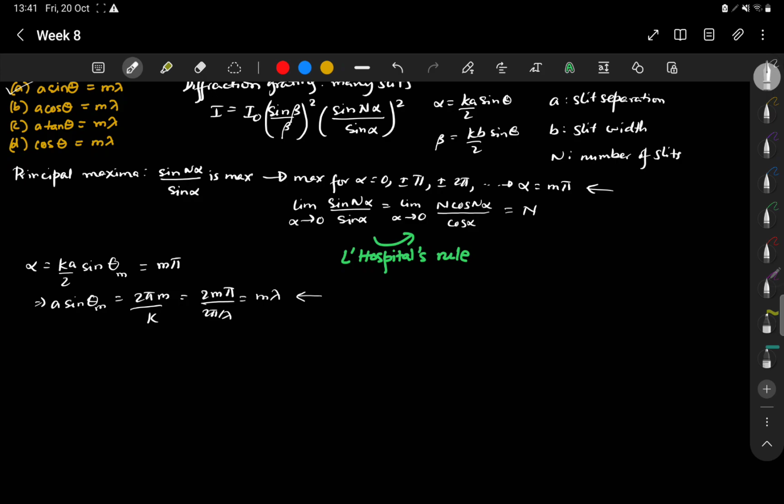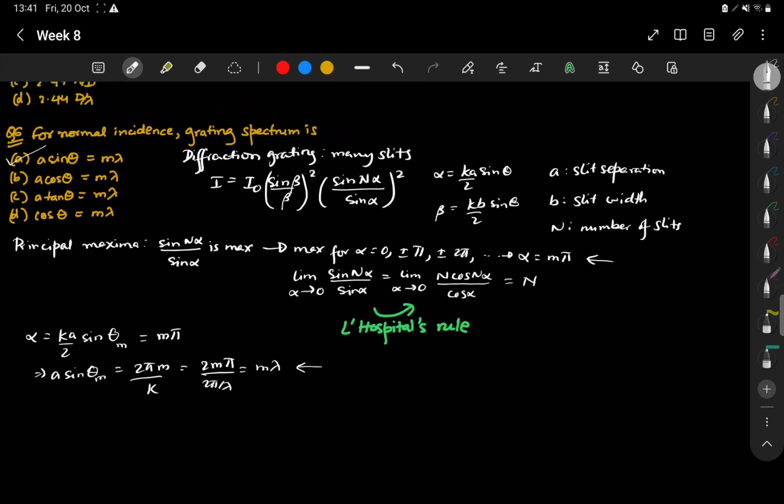So this was for normal incidence. And the question is, what happens when you have a non-normal incidence, when the laser light is not falling normally on the grating, but falls at some other angle? This we would see for oblique incidence, one equation for oblique incidence as well. But for now, let me show you a video.